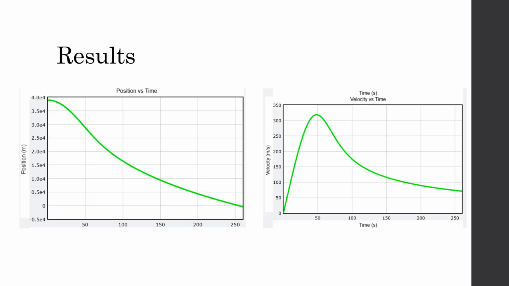So here are the results. As you see, the position versus time graph, he starts to accelerate, and then it starts to level out as he's possibly hitting terminal velocity. And then his velocity versus time is there, where he starts out and hits a max speed of around 310 meters per second, before then he starts to slow down as he approaches and eventually deploys his parachute.